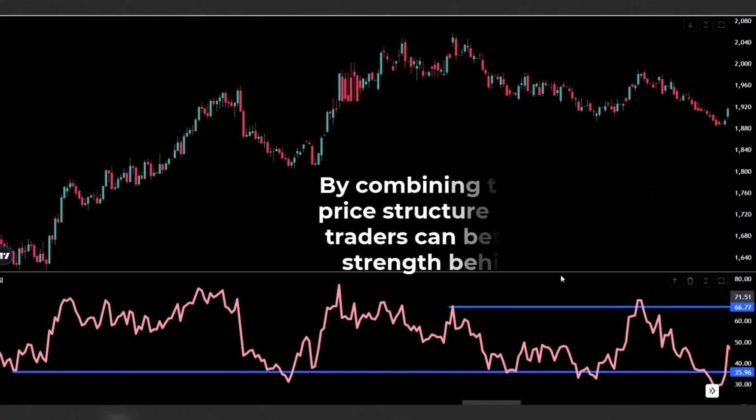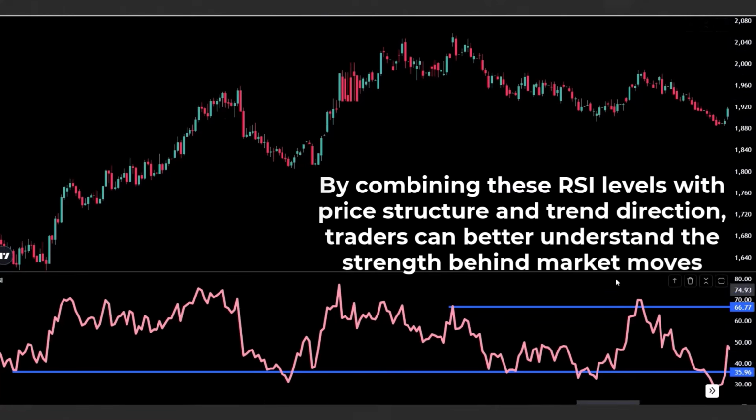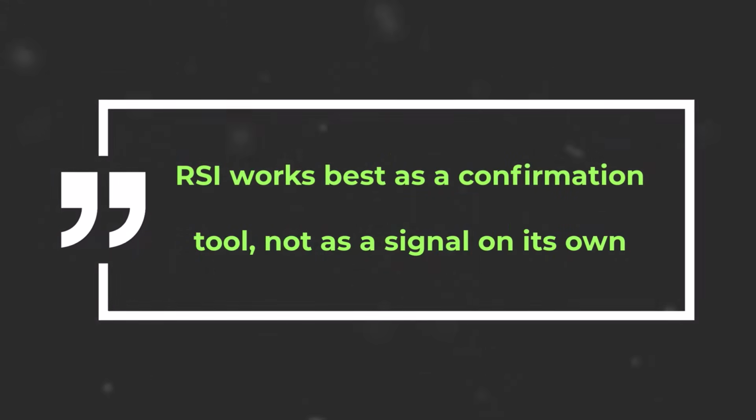By combining these RSI levels with price structure and trend direction, traders can better understand the strength behind market moves. Just remember, RSI works best as a confirmation tool, not as a signal on its own.